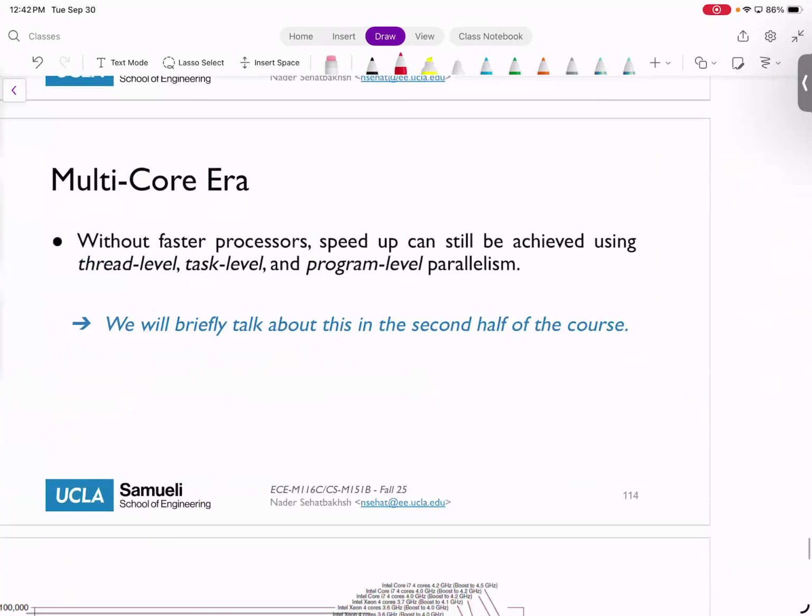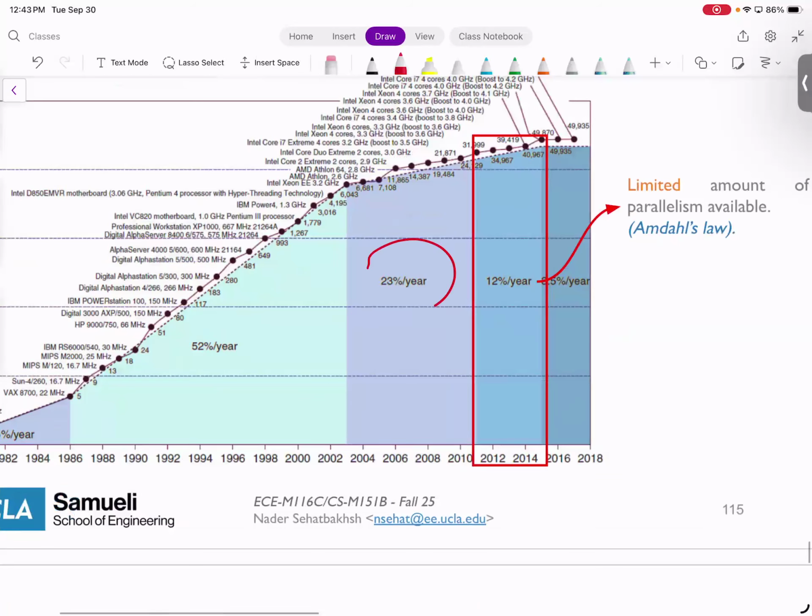Starting 2005, we are in the multi-core era, and we technically still are in the multi-core era. And here we come up with what we call thread-level, task-level, and program-level parallelism. Think about CUDA, for example. For those of you, how many of you know how to write a CUDA program? A few. The way that you write a CUDA program is you're parallelizing, dividing the work into multiple systems and so on. That way you can extract more performance out of your system. So this was basically this era.